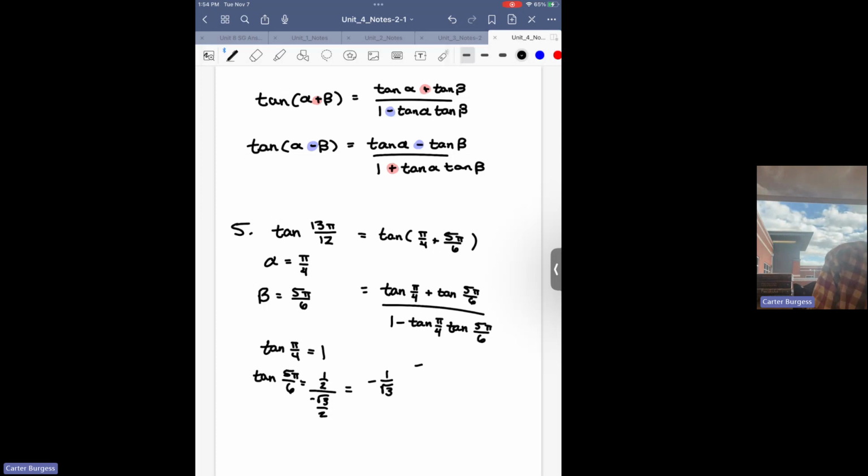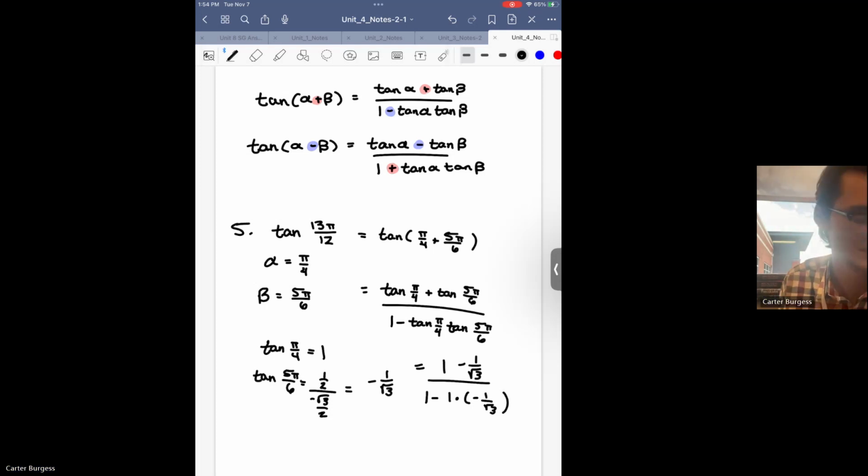And so we get that this is 1 plus, well, that's minus 1 over root 3, over 1 minus 1 times negative 1 over root 3. I'd honestly probably be fine if you left it like that. Pi over 4 is where sine and cosine are the same. And so if we do sine divided by cosine, we get 1. So we could box this. I'd be okay with that. But this actually cleans up not too badly.